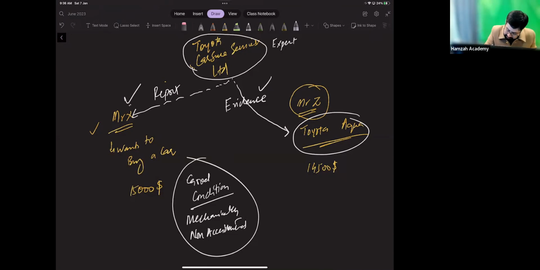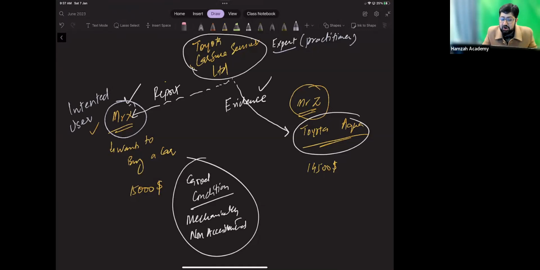You see here, they're experts. We call them practitioner. They have provided a service and report to Mr. X. Mr. X will use the service, the report. So Mr. X is called the intended user. He has to use the report and make a decision. Mr. X's confidence regarding this car has increased, whether it is in good condition or not, after reading this report.